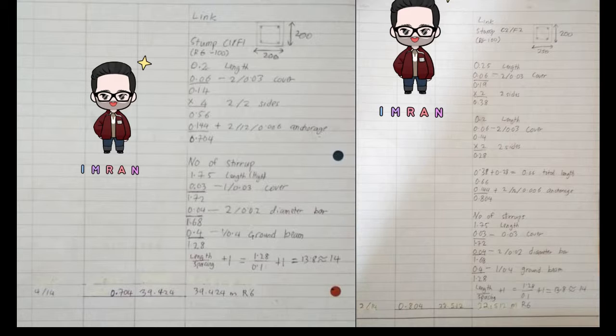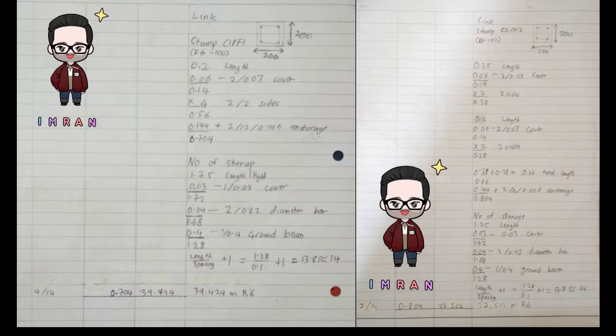First, to calculate the number of stirrup, you must get the height of stump, which is the length or the height of stump start from pad footing, minus with cover and minus with 2 diameter bar, and then minus with ground beam. And the length of the stump must be over with spacing and plus with 1 in order to get the number of stirrup. And as we know, stump C1 F1 has 4 structure and 14 number of stirrup.